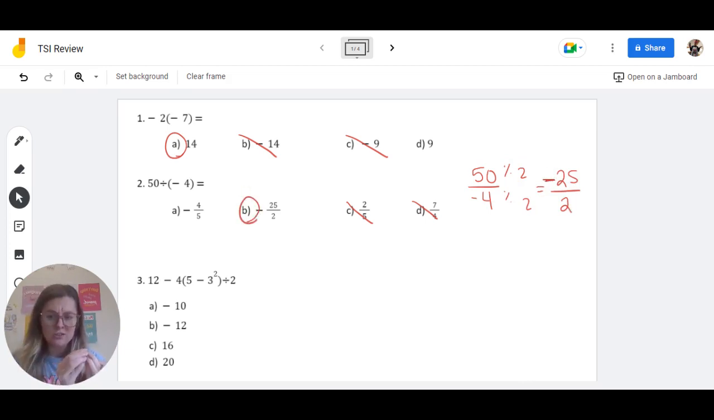So make sure that you look at your answer choices before you start solving. That way you know what your answer should look like.